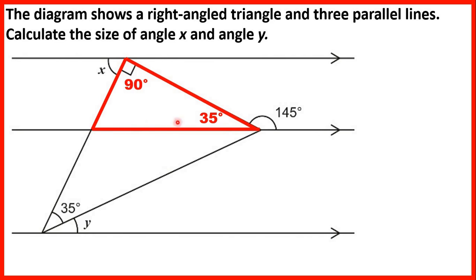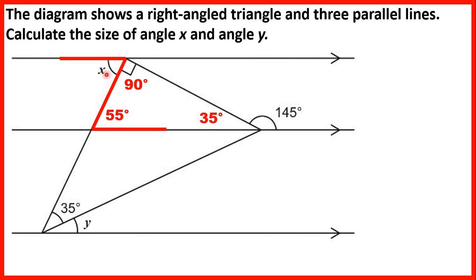And then we have a triangle here, and angles in a triangle add up to 180 degrees. So 90 plus 35 is 125, and if we subtract that from 180, we get 55.